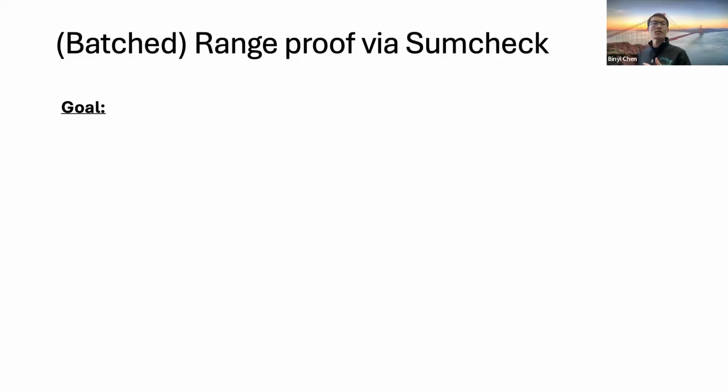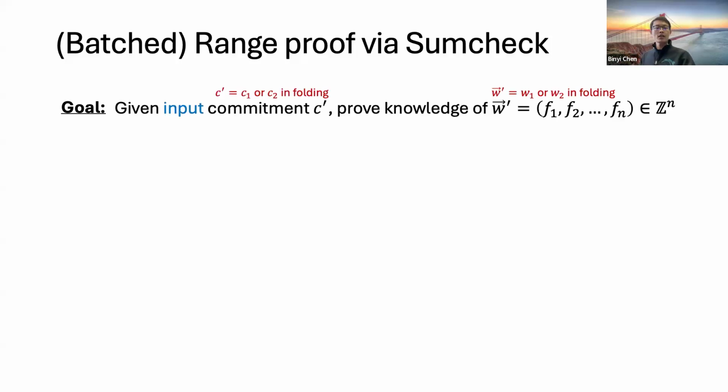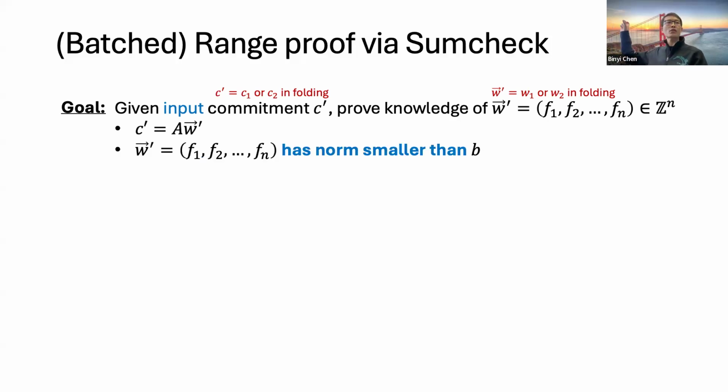So the main goal here is for the prover to construct some proof of knowledge protocol such that given two input commitments, C1, C2 for folding, we want to prove the knowledge of some committed witness, like some witness vector, that satisfies three things. So first, it satisfies the matrix multiplication relation for Ajtai. And second, very importantly, you have to make sure this witness has small norms. Basically, every entry f_i should be in the range between -b and b. And finally, we want this proof of knowledge protocol to have a very efficient verifier, which is very important for having an efficient folding verifier to be embedded later in the recursive relation.